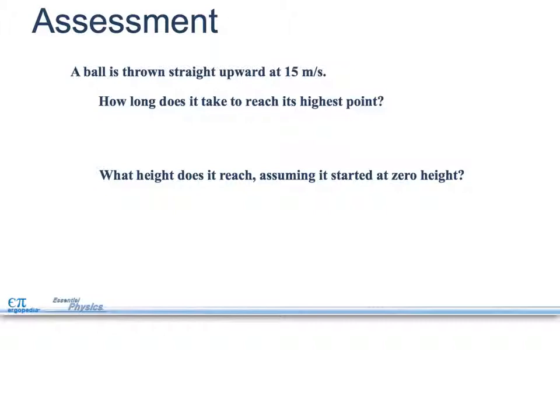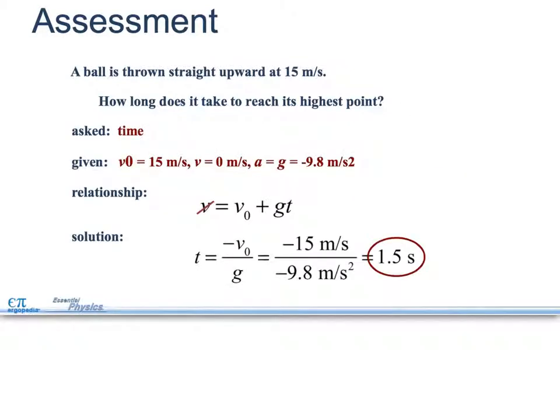A ball is thrown straight up at 15 meters per second. How long does it take to reach its highest point? So we're looking for time. What height? We're looking for x. So how long does it take? We're saying it starts at 15, ends at 0. Gravity is negative 9.8. So looking for this, rearranging, 1.5 seconds.